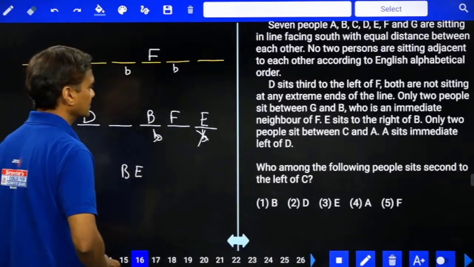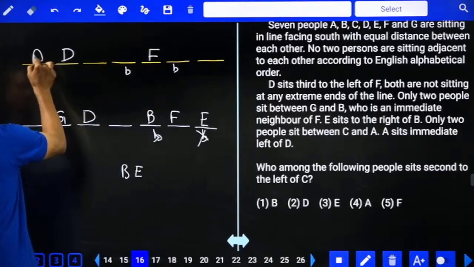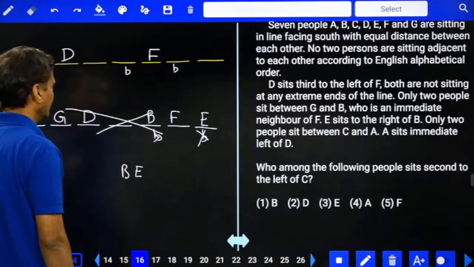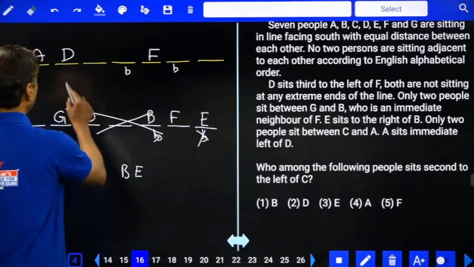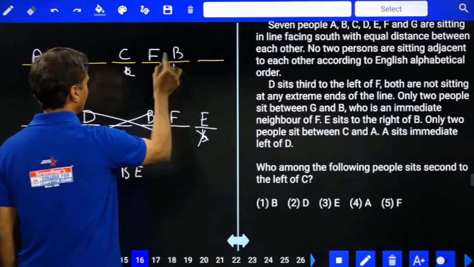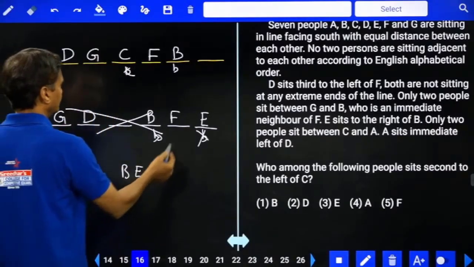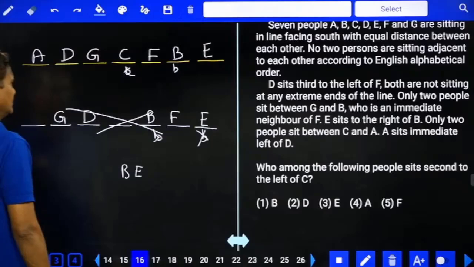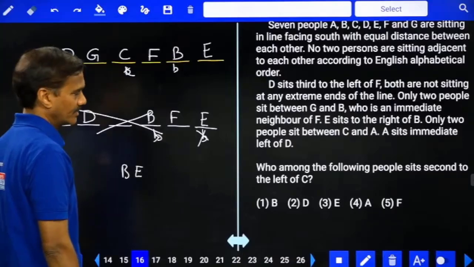And only two persons between C and A, and A sits to the immediate left of D. A to the immediate left of D is not possible here. A is to the immediate left of G here, then B, and only two people between C and A. Now between C and A there are only two people, C is here. Then C is here, B cannot be here, B is here. Two people between B and G, G is here. Then who is the person left over here? And E is to the right hand side of B, E must be here. Then what is the final arrangement? ADG, CFBE. Clear?